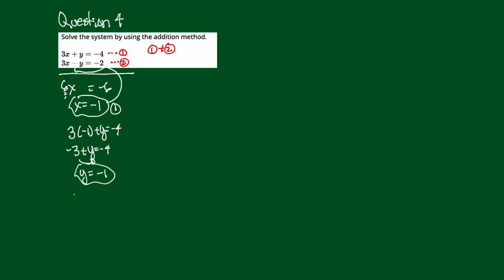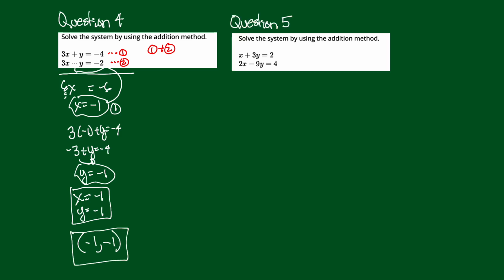So here's the solution. X is equal to -1. Y is also equal to -1. Or I could write it as an ordered pair, like -1, -1. Either way. Question 5, we're going to again use the addition method to solve this system.